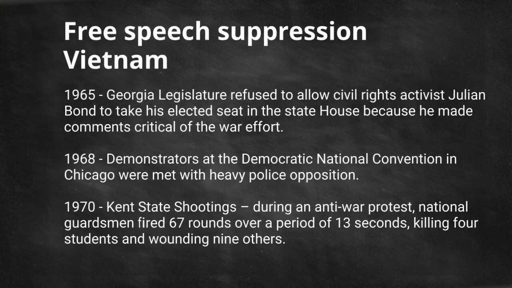Free speech suppression during Vietnam. In 1965, the Georgia legislature refused to allow civil rights activist Julian Bond to take his elected seat in the State House because he made comments critical of the war effort. In 1968, demonstrators at the Democratic National Convention in Chicago were met with heavy police opposition. And in 1970, there were the Kent State shootings. During an anti-war protest, National Guardsmen fired 67 rounds over a period of 13 seconds, killing 4 students and wounding 9 others.